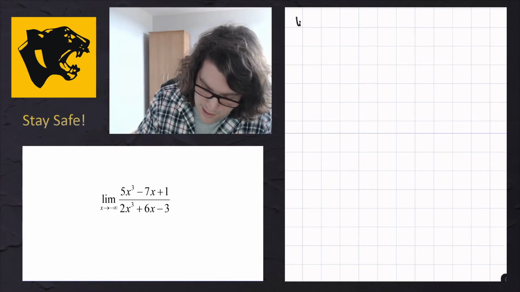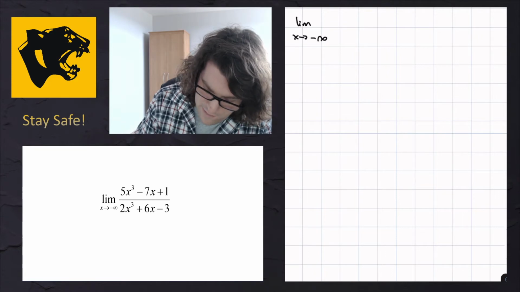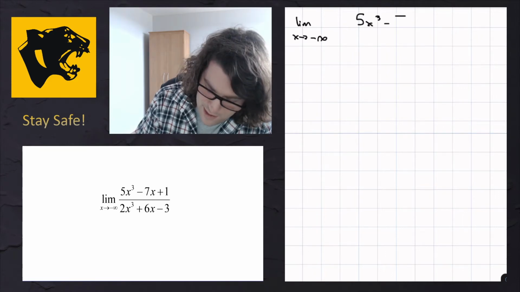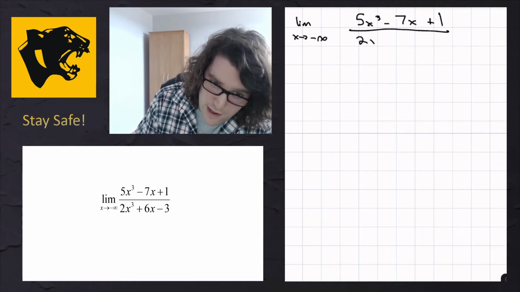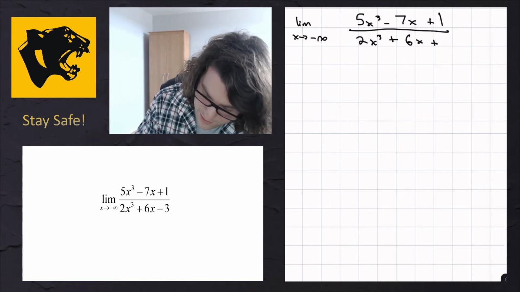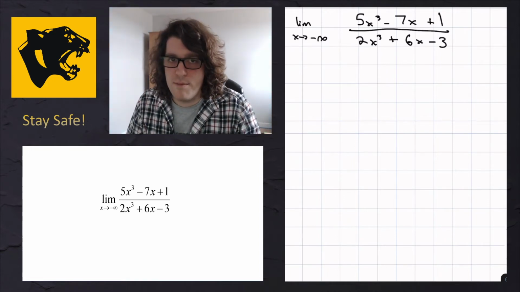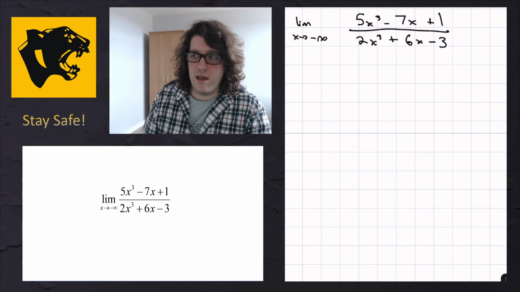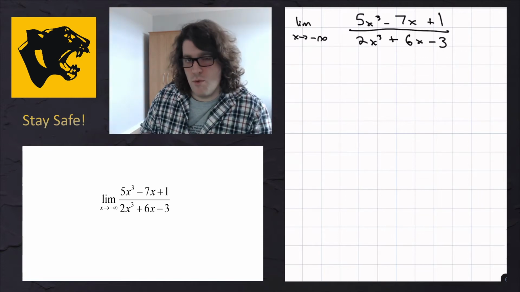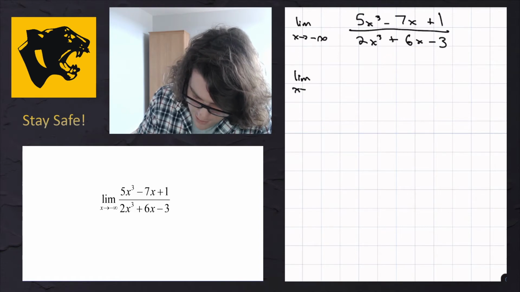All right, so the limit as x approaches negative infinity of 5x cubed minus 7x plus 1, over 2x cubed plus 6x minus 3. Now, I'm going to take everything and divide it by the highest power of x. I'm going to make some arguments as to why I'm doing that in just a moment, but let me do it first and let you see what it looks like.